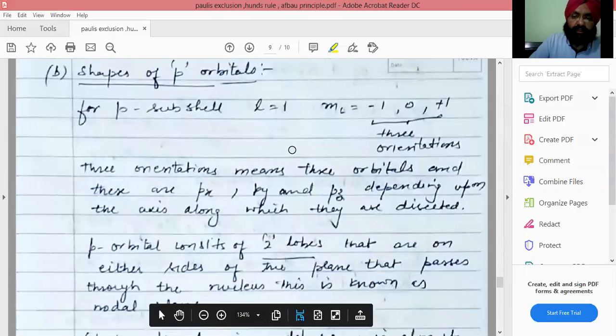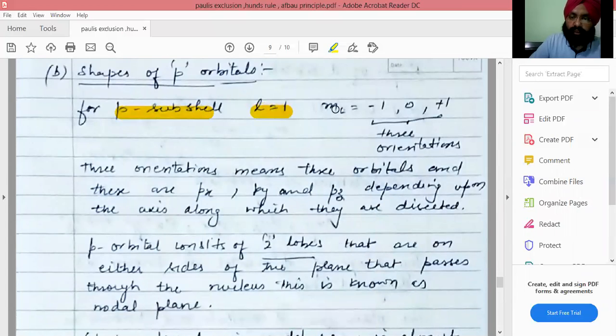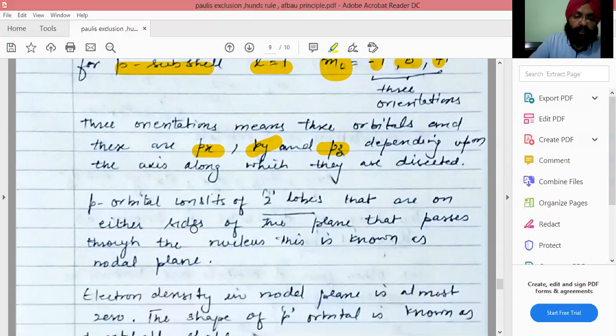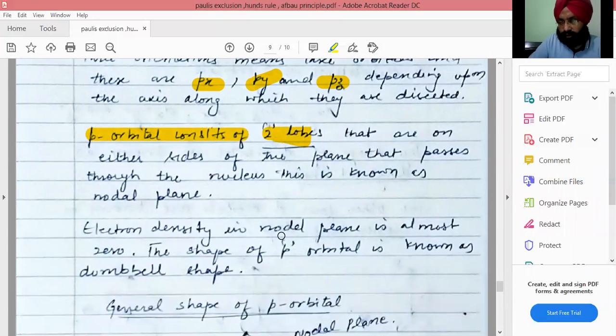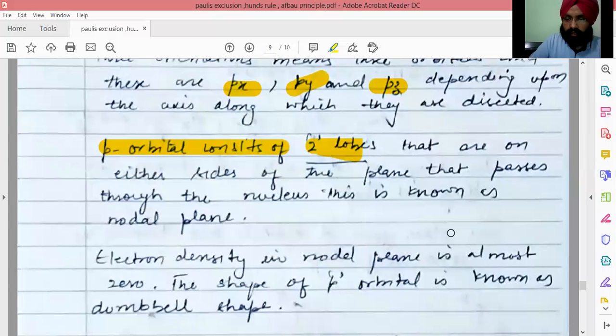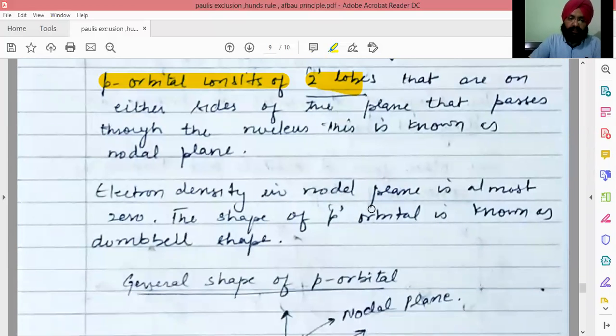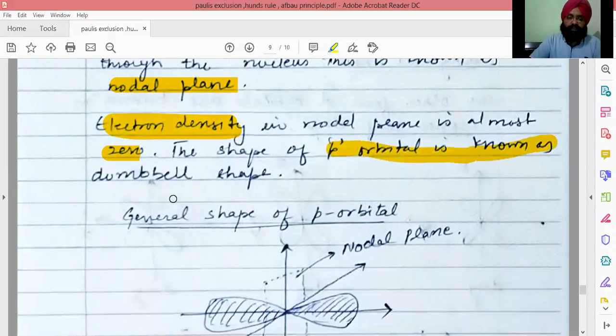Now, in the case of the p subshell, l is equal to 1, and the values of ml are minus 1, 0, and plus 1. So there are three orientations. The three p orbitals, which are degenerate and have the same energy, are px, py, and pz. A p orbital consists of two lobes on the two sides of a plane that passes through the nucleus, and the plane is known as the nodal plane. There is almost zero electron density on this nodal plane. The p orbitals are known as dumbbell shaped.